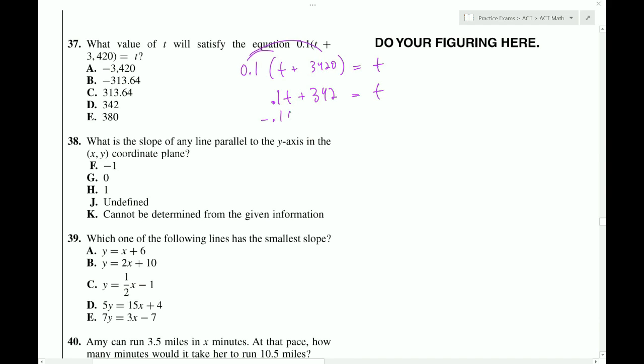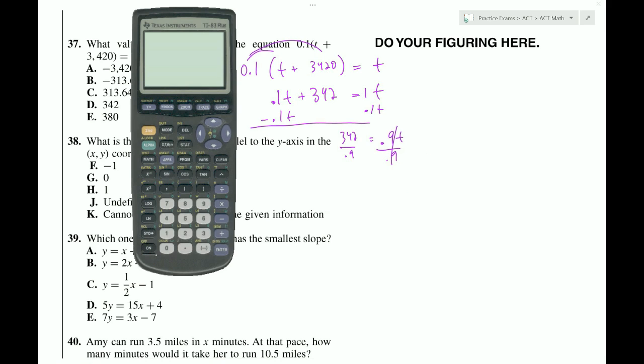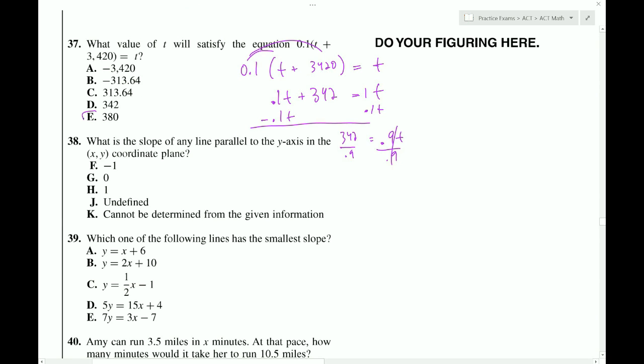So we subtract by 0.1t. And by the way, this is 1t, right? So 1 minus 0.1 is 0.9t, equals 342. And here we're dividing by 0.9, right? So we can use our calculator at this point. We can do 342 divided by 0.9, and we get 380. Choice E.